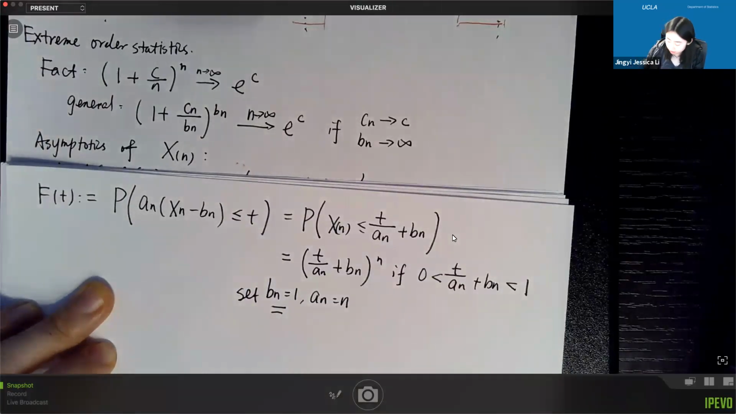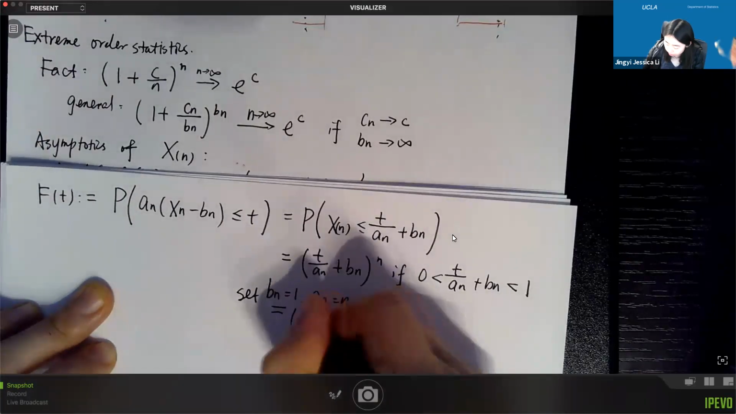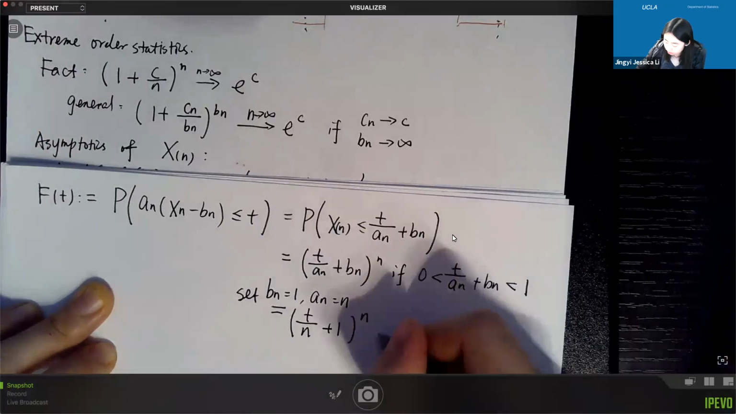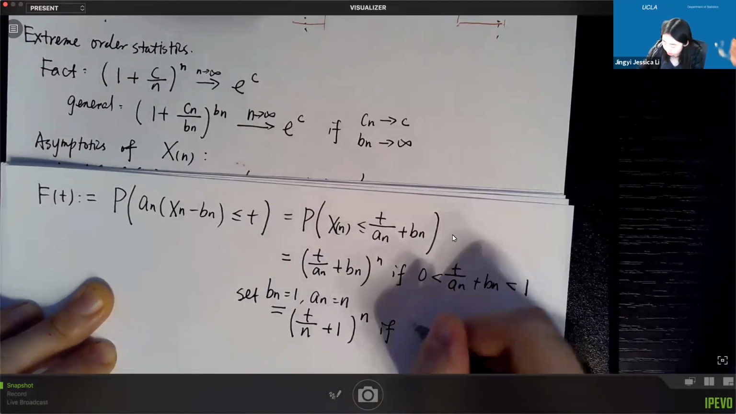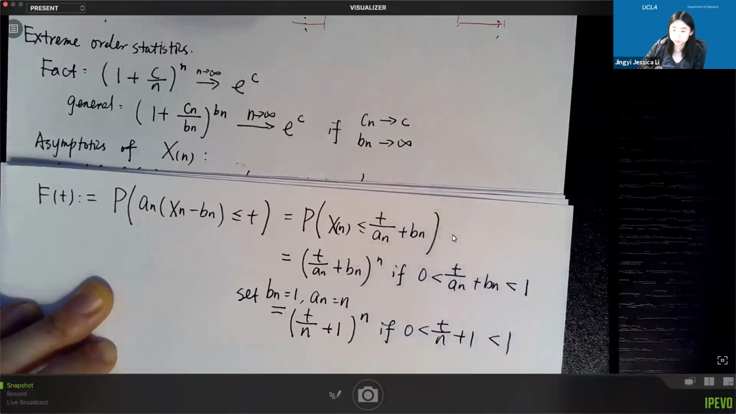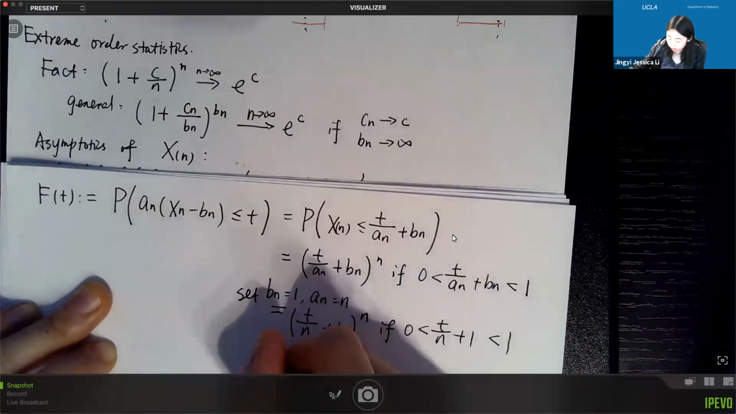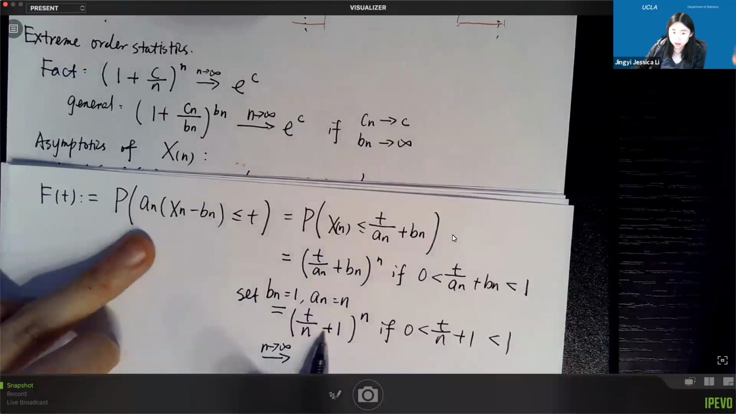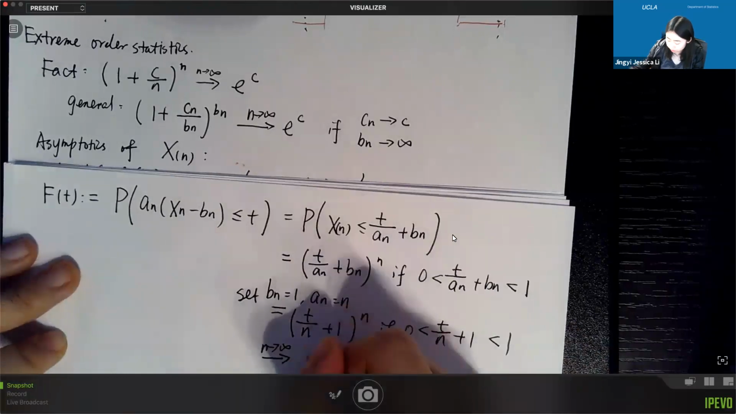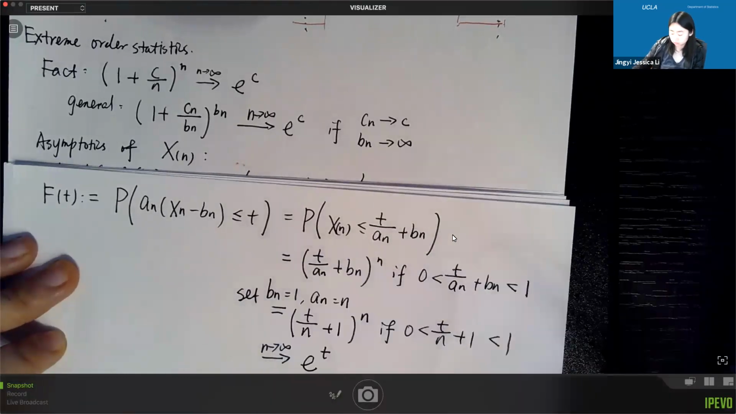Okay, so then you can see I can set Bn equal to 1, An equal to n. And then this becomes (1 + t/n)^n. The condition should still stay with us if this is between 0 and 1. And then you see I have a limit. This is converging as n goes to infinity. So this CDF is not converging to something like a point mass CDF, but now it's converging to exponential t.